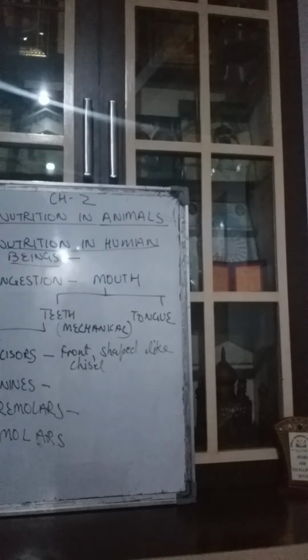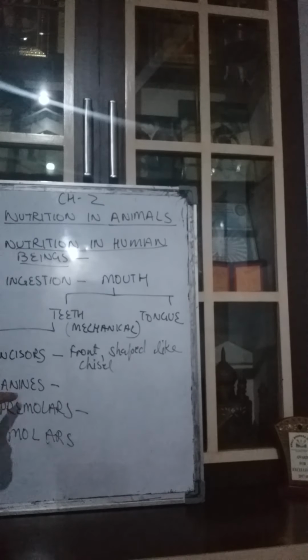Now the kinds of teeth: we have incisors, canines, premolars and molars. What are incisors? Incisors are the front teeth. You all know them. They are shaped like a chisel and they help in cutting the food. Got it? Then we have canines. What are canines? Canines are the sharp teeth which are present near the incisors, and they help to tear and pierce the food.